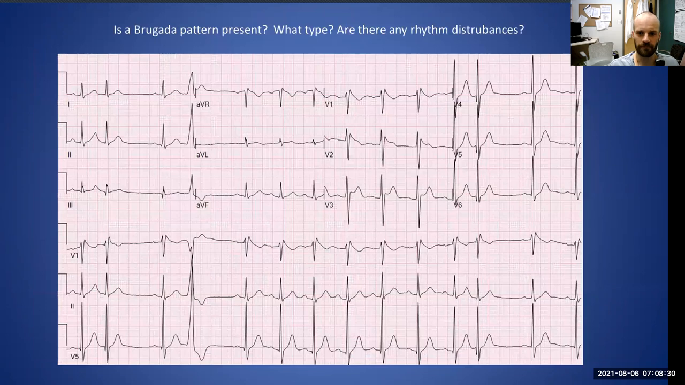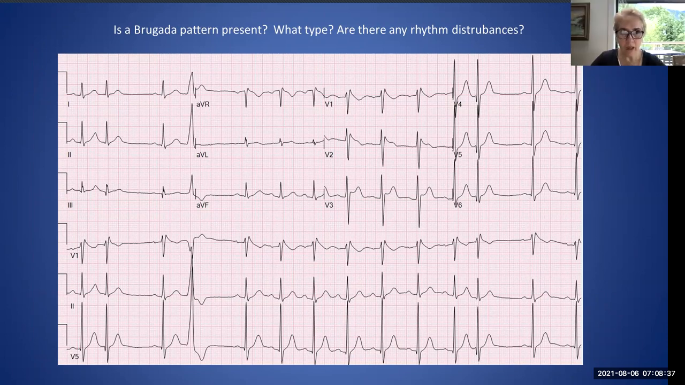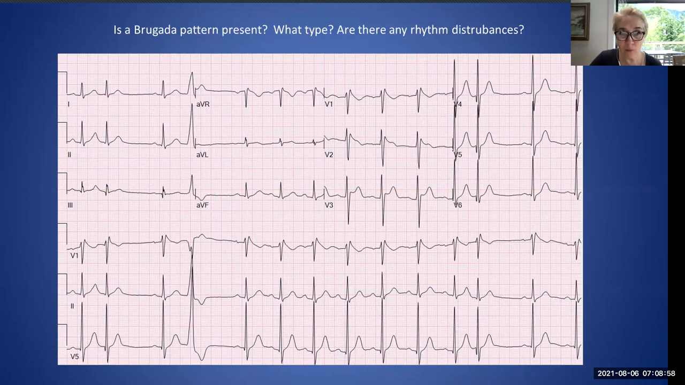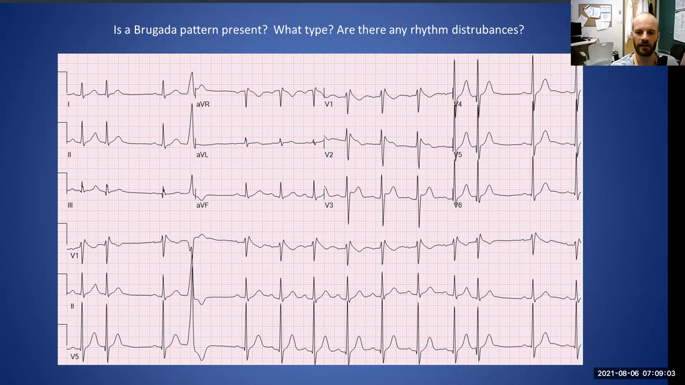Right. Next one. Who's going to go for this? I will. Okay. The rate is about 84. There's third degree AV block because there's no relationship to the P wave. Interesting. Okay. Well, we'll come back to that in a minute. Carry on. And Brugada 2 pattern and PVCs. Okay. Excellent. All right.